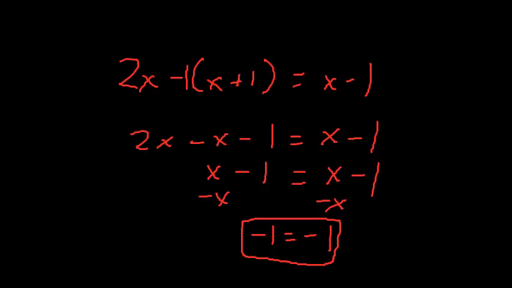What this means is that I have infinitely many solutions. Since no matter what I plug in for x, I will always get something true. In this case, negative 1 equals negative 1. So regardless of the value of x, I will have a true equation, which means I can plug in anything for x, which means I have infinitely many solutions.